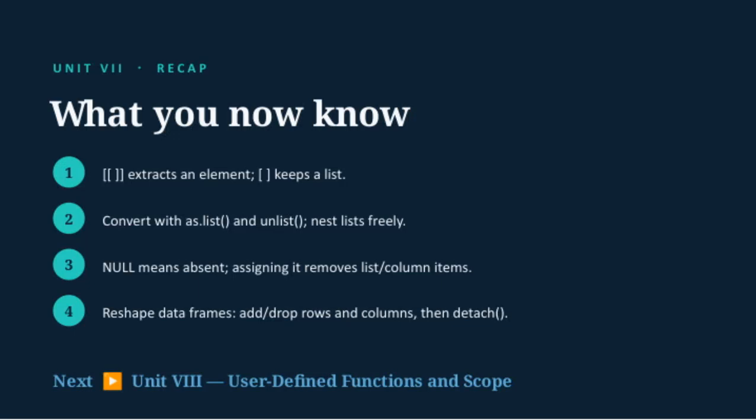That wraps up what we've covered in Unit 7. We reshaped data frames by adding and dropping rows and columns, then used detach to manage our workspace. We learned that null means something's absent, and assigning it removes items. We also converted between lists and vectors, and explored how to extract elements with double brackets versus single brackets. Next, we'll dive into user-defined functions and scope.